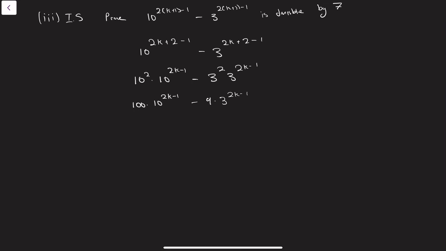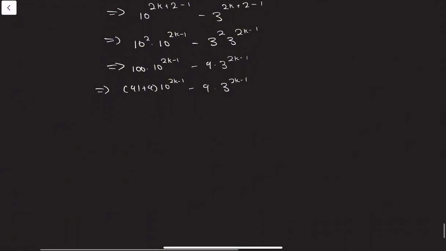And let's rewrite 100 as 91 plus 9. I'll go like this just to clarify, going step by step. And this is so that we can factor out that 9 from both the 10^(2k-1) and the 3^(2k-1). So let's expand this now. You'll be left with 91 multiplied by 10^(2k-1), and as well 9 times 10^(2k-1) minus 9 times 3^(2k-1).